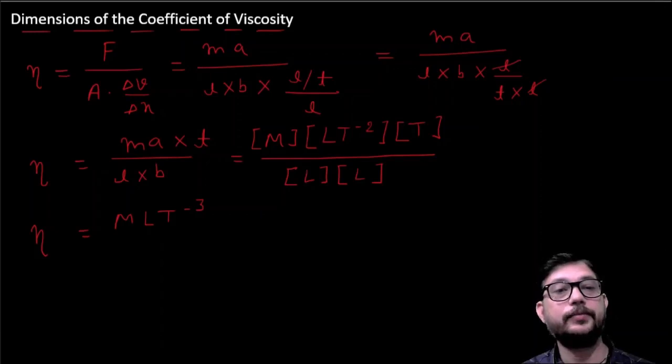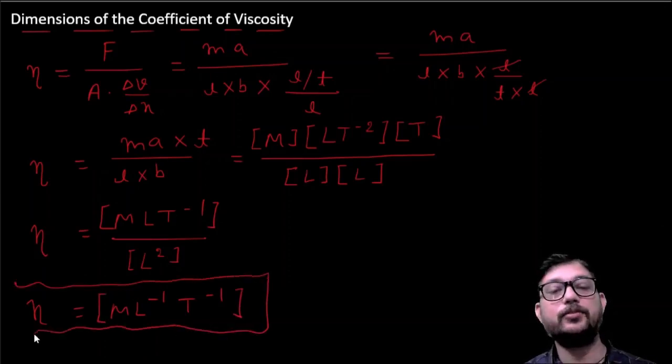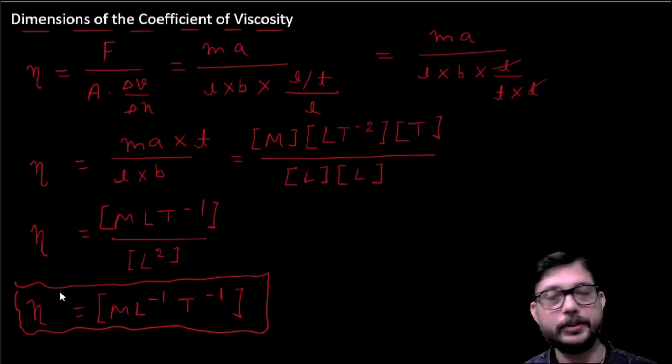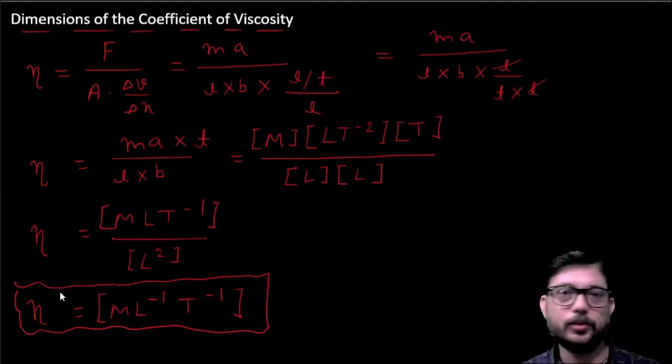So we will write that as T to the power minus 1, divided by L square. So eta will be M L to the power minus 1 T to the power minus 1. So this is your final dimension of the coefficient of viscosity. I hope and I believe that this is clear to all of you.